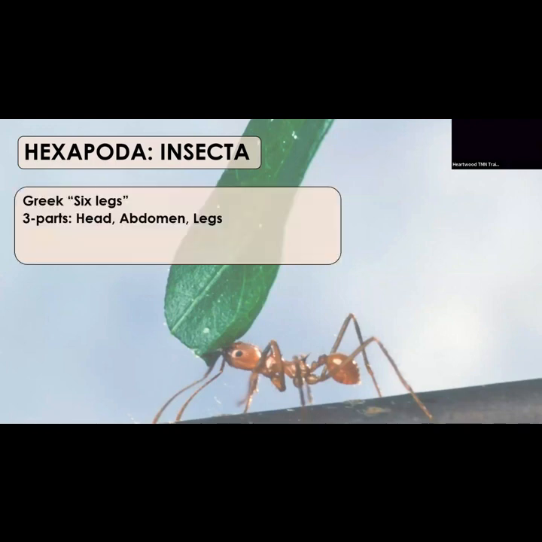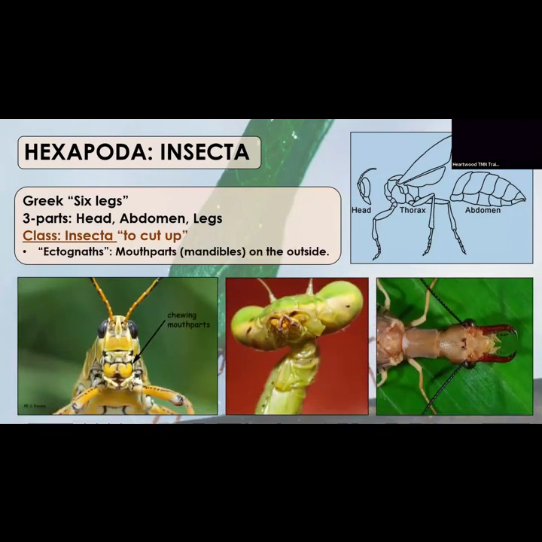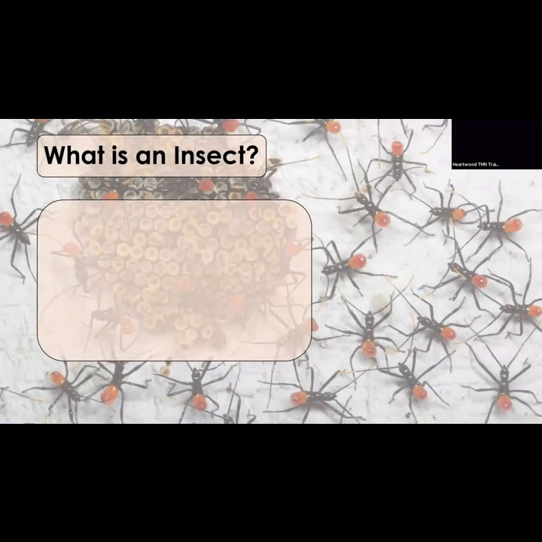Greek, 6 legs, 3-part body, head, abdomen, thorax. So the Latin Insecta means to cut up. So way back when, I forget which philosopher, the one that was always cutting. Anyways, he said insects looked like they were ready to be cut up. They're in segments. So that's what the name means. And they are ectognaths, right? Mouth parts on the outside. Sometimes we may not notice that their mouth is on the outside, but it actually is.